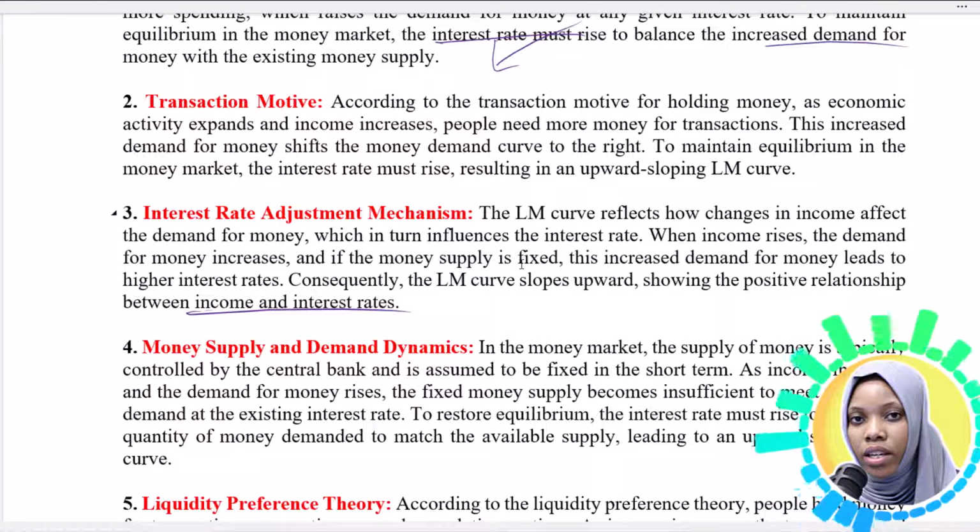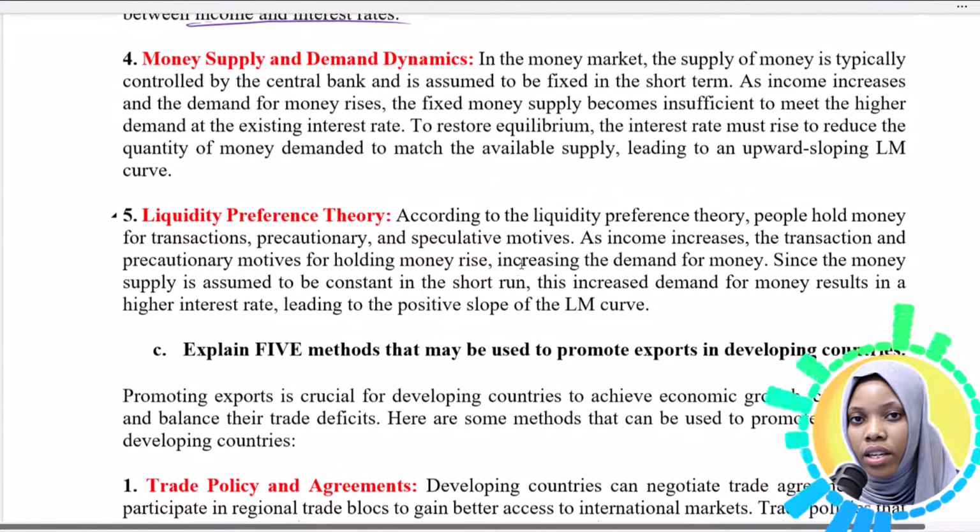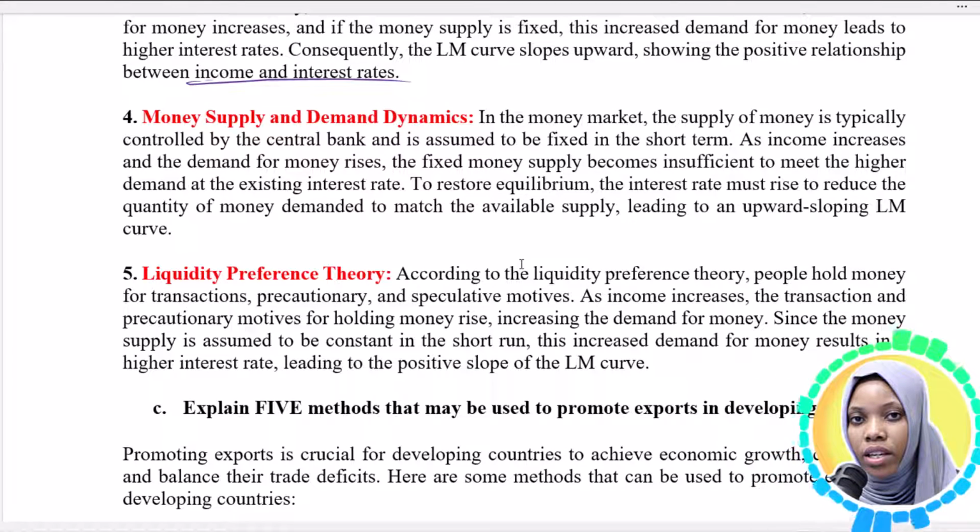Money supply and demand dynamics is another reason why the LM curve is upward sloping. And the last reason that we have is the liquidity preference theory, and it says, according to the liquidity preference theory, people hold demand for transactions, precautionary and speculative motives. As income increases, the transaction and precautionary motives for holding money rise, increasing the demand for money. Since the money supply is assumed to be constant in the short run, this increased demand for money results in a higher rate of interest, leading to a positive sloping LM curve.